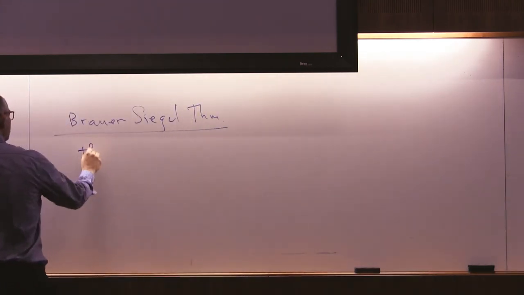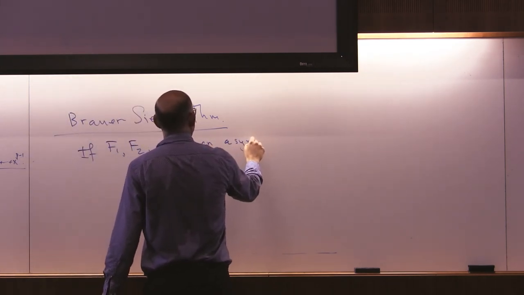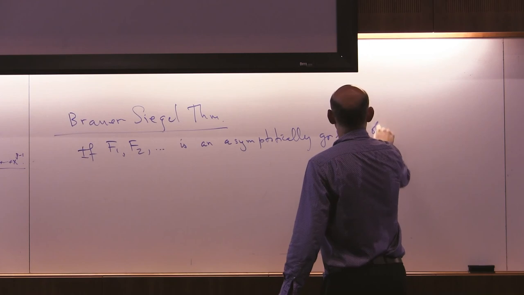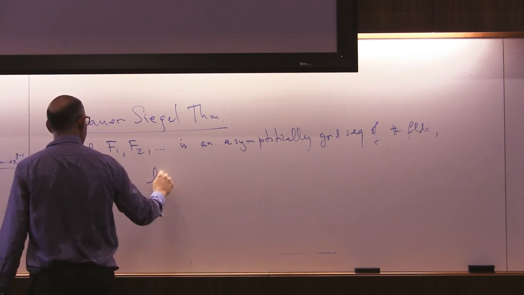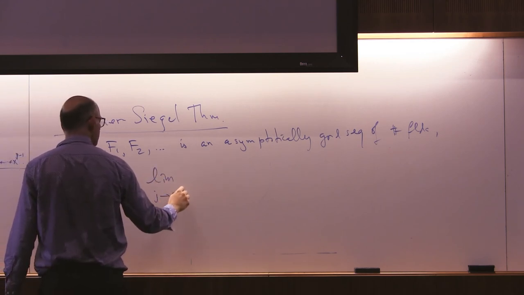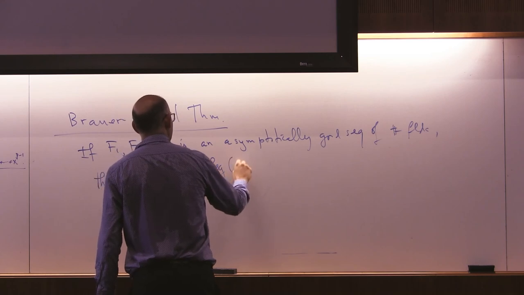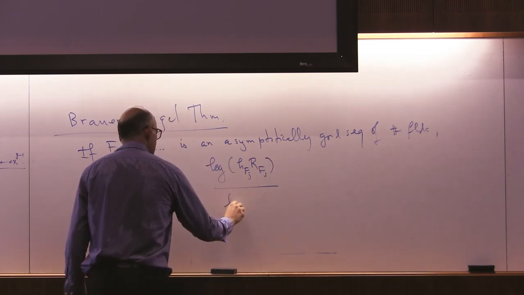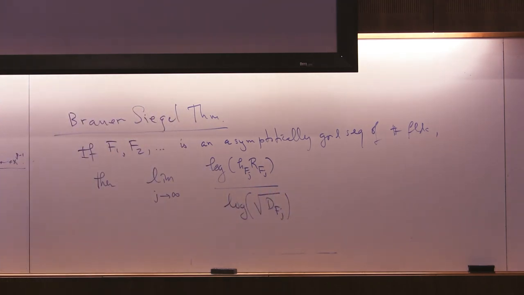Brauer-Siegel theorem says if F1, F2, etc. is an asymptotically bad sequence of number fields, then the limit as j goes to infinity of the log of h_F times R_F divided by the log of the square root of d_F, this limit exists and is equal to 1.